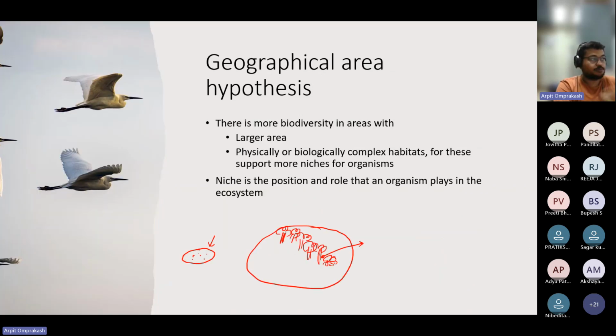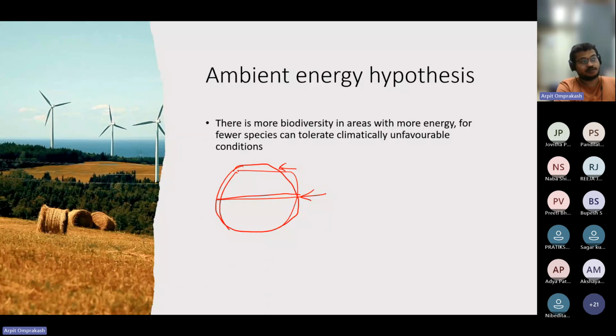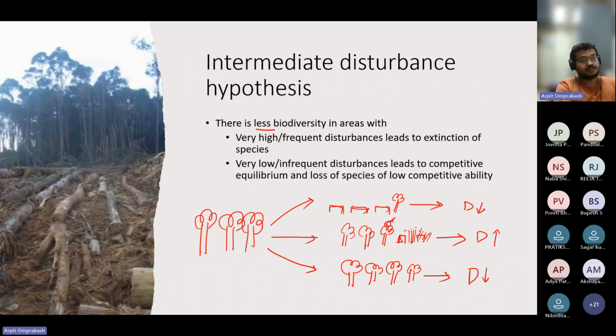We talked about the geographical area hypothesis, which states that there's more biodiversity in areas with larger area or physically and biologically complex habitats. We talked about the interspecific interactions hypothesis, which says that there's more biodiversity in areas with competition and predation due to niche partitioning and less competitive exclusion, respectively. We talked about the ambient energy hypothesis, which states that there's more biodiversity in areas with more energy and more climatically favorable conditions. We talked about the intermediate disturbance hypothesis, which says that areas which are disturbed intermediately have more biodiversity than areas which have less disturbance or very high disturbance.